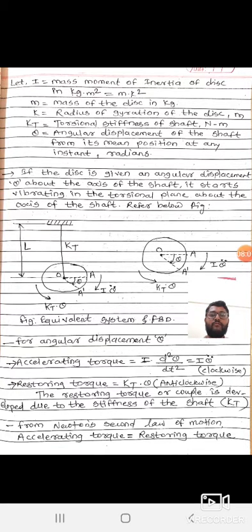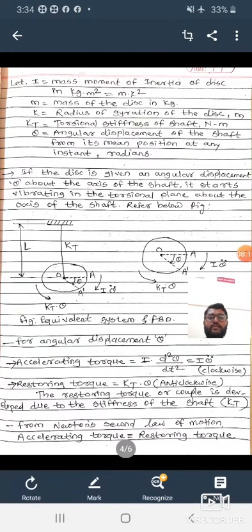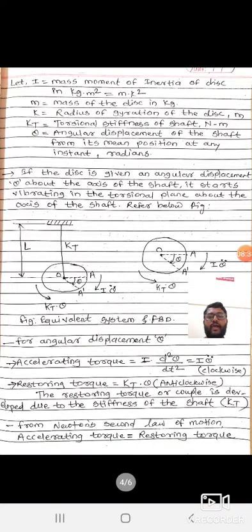When the disc is twisted through an angle theta, it gets deflected from point A to A dash. For angular displacement theta, the accelerating torque equals I d square theta upon dt square, that is I theta double dot, acting clockwise. The restoring torque equals kt, the torsional stiffness, into the angular displacement theta, acting in the anti-clockwise direction. The restoring torque or couple is developed due to the stiffness of the shaft.